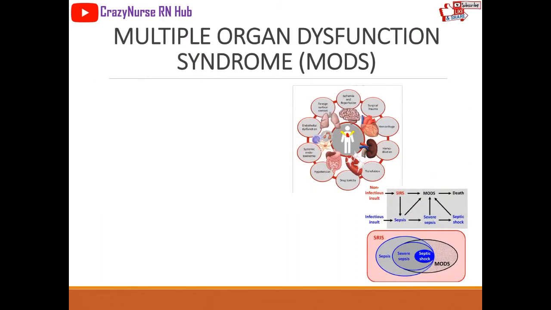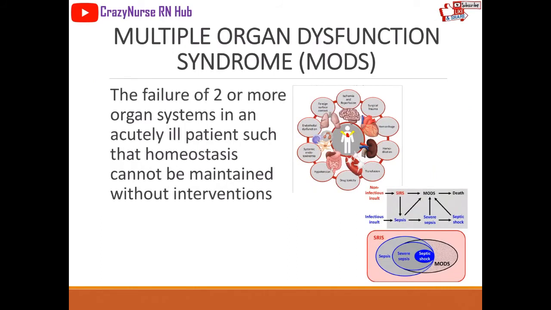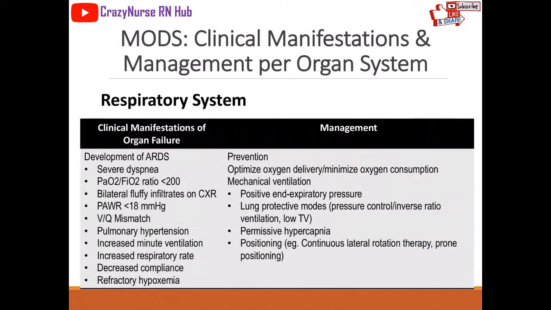Now let's have multiple organ dysfunction syndrome. It is the failure of two or more organ systems in an acutely ill patient such that homeostasis cannot be maintained without intervention. MODS results from SIRS. These two syndromes represent the ends of a continuum. Transition from SIRS to MODS does not occur in a clear-cut manner. Next, we have here the clinical manifestations and management per organ system of multiple organ dysfunction syndrome.